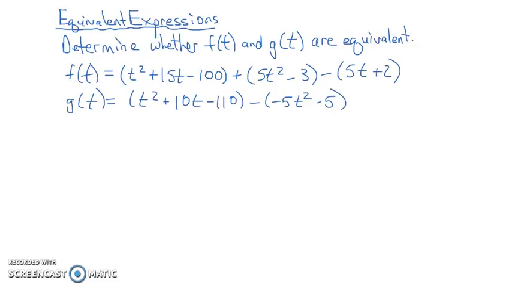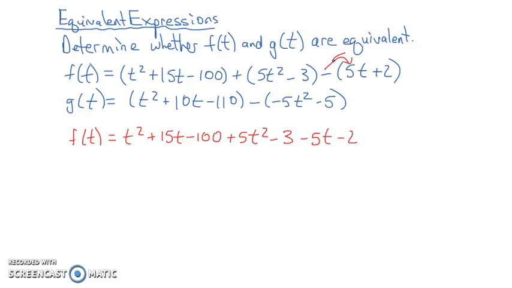Well, the first thing I want to do for this is write this out in expanded form, so without the brackets. So I'm going to write f of t, and that's just going to be t squared plus 15t plus minus 100 plus 5t squared minus 3 minus 5t minus 2. Again, that negative changes the sign of everything in the brackets that follows.